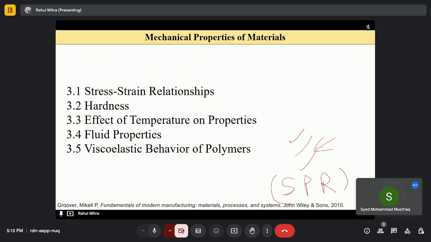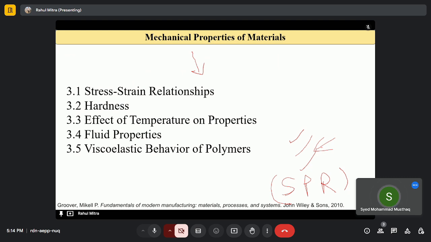Yeah, so far those are the properties we have discussed. Now coming to the mechanical properties of the materials. Any material, if you want to use in certain conditions which undergo different types of stresses, it can be the tensile stress or the compressive stress or the shear stress.